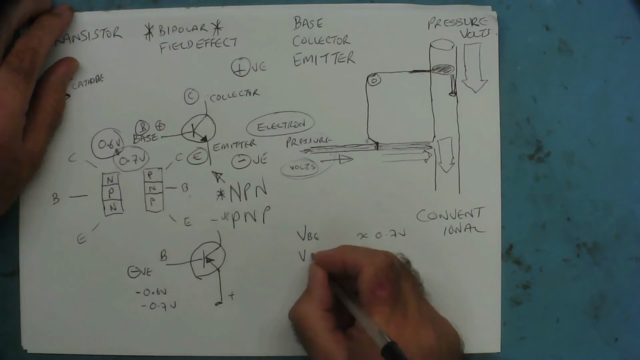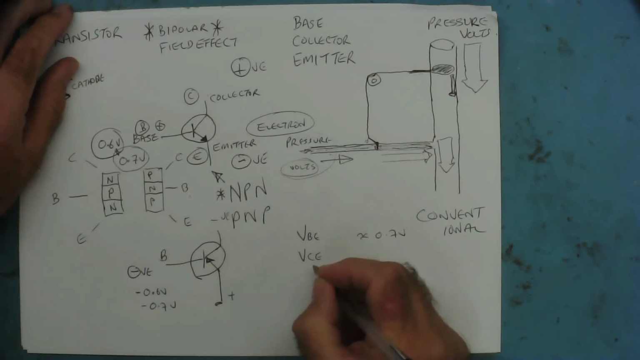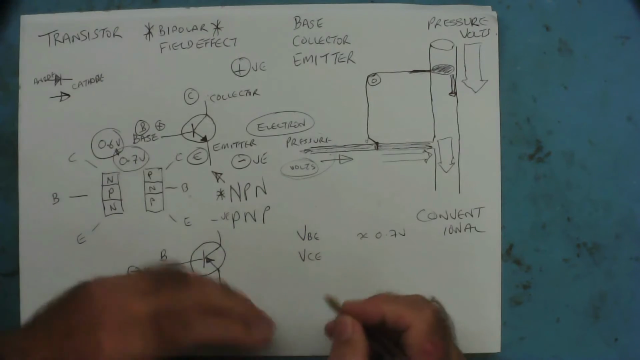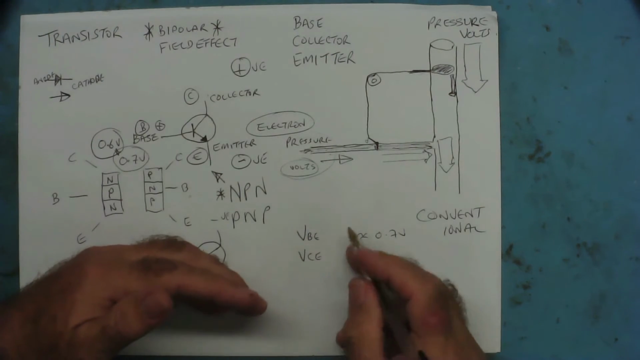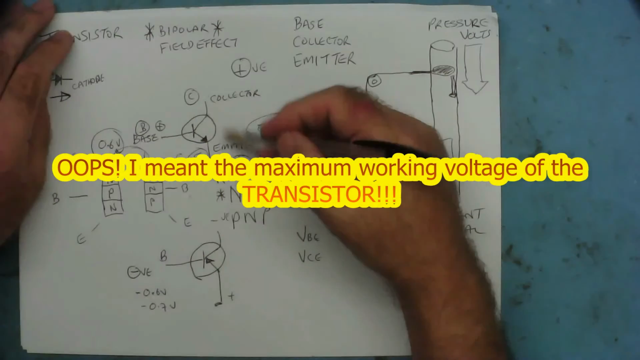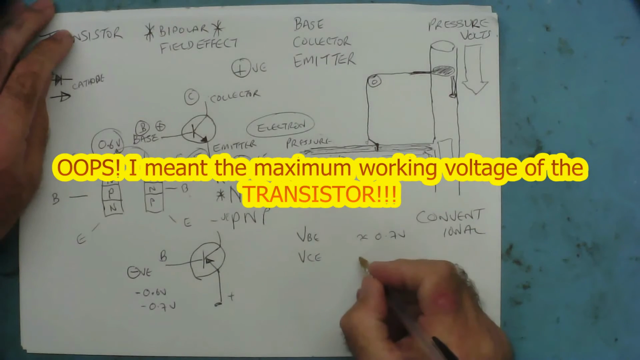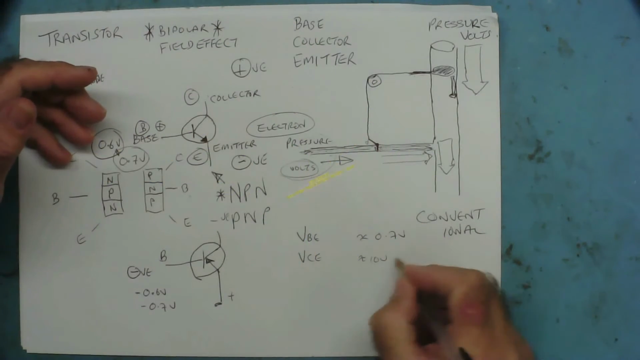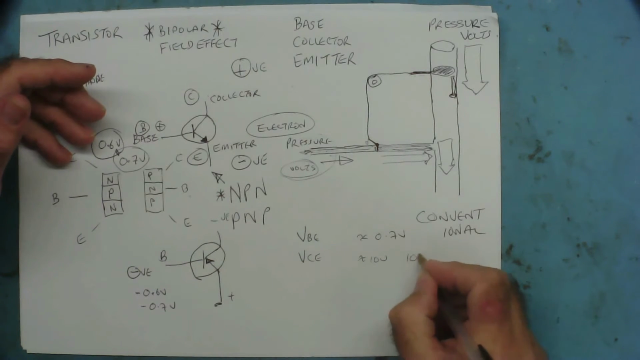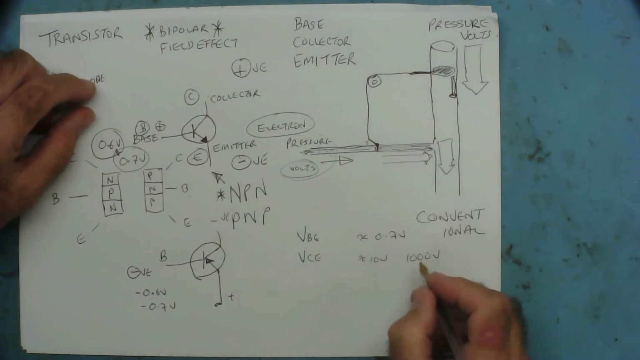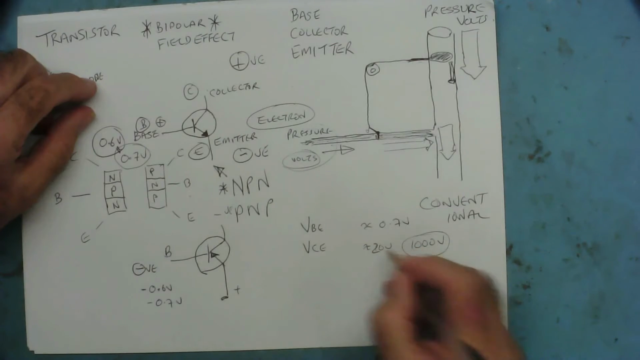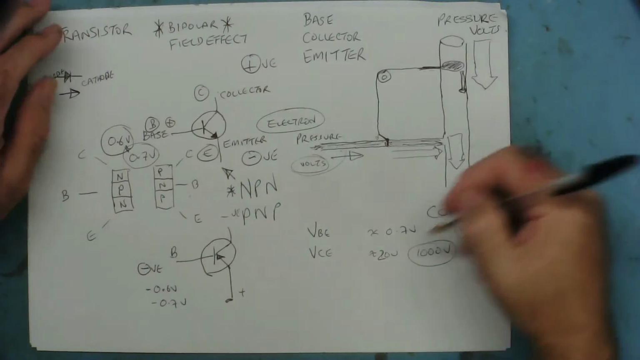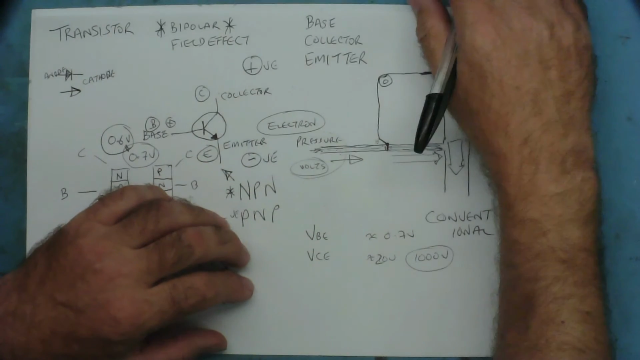You'll find ratings like VCE, the maximum voltage between the collector and the emitter. This is, if you like, the maximum working voltage for the transistor across the main circuit. This can be anywhere from 10 or 20 volts up to 1,000 volts and more. You find high voltage transistors, and you'll find ones that are only up to 20 volts. But the data sheet will give you that information.